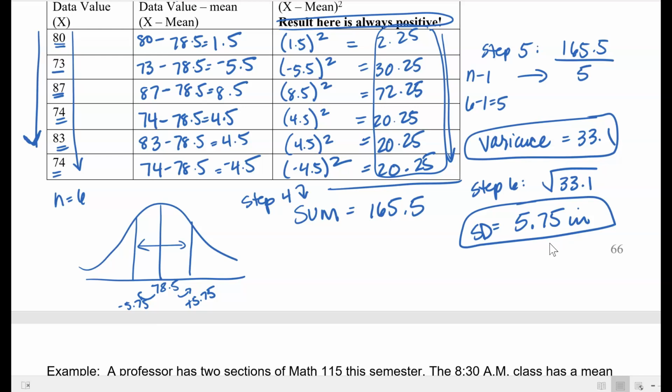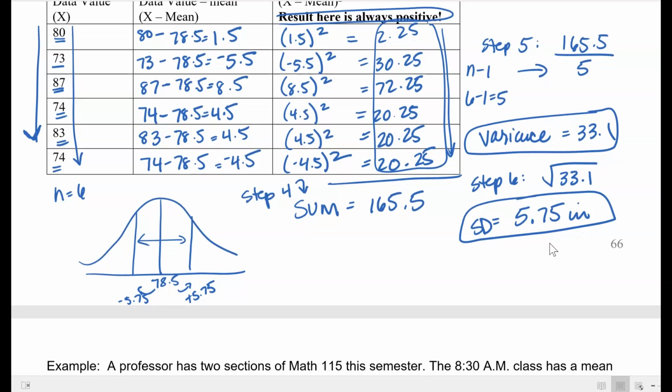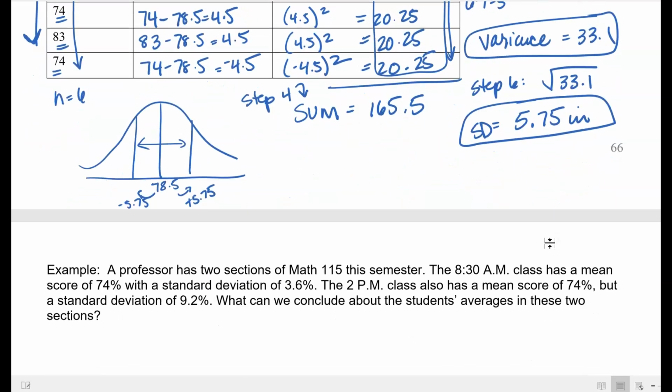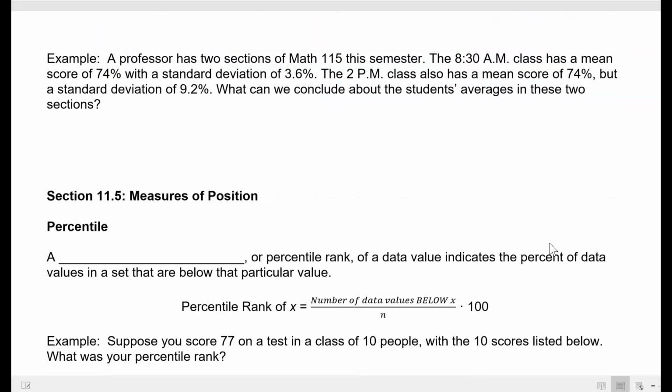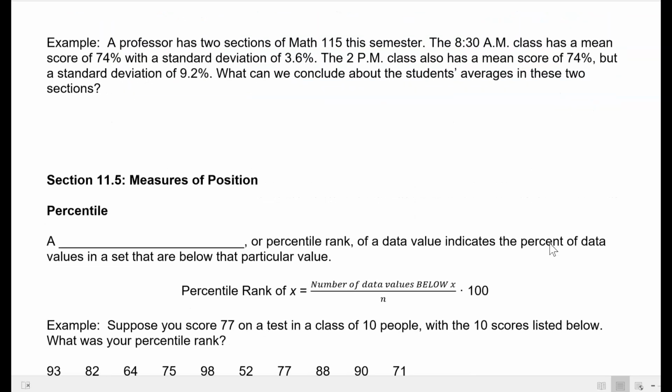I would say it's a fairly small standard deviation, so it means that these players' heights are going to be relatively close to that 78.5 average, which is what you would expect with professional basketball players. You're not going to get a whole lot of variation there because most of them are going to be tall.